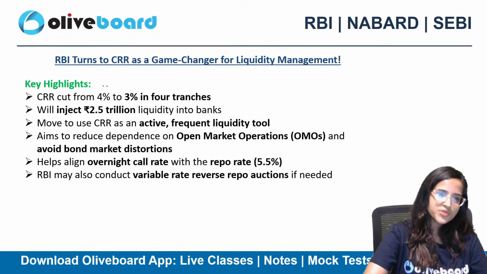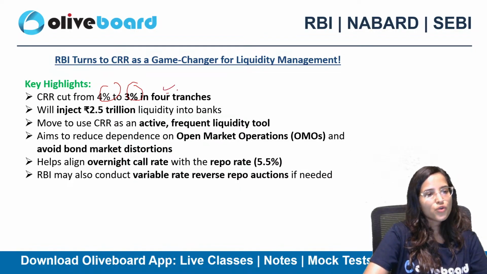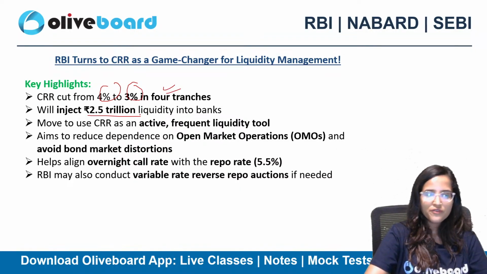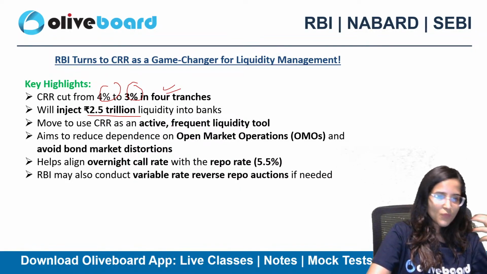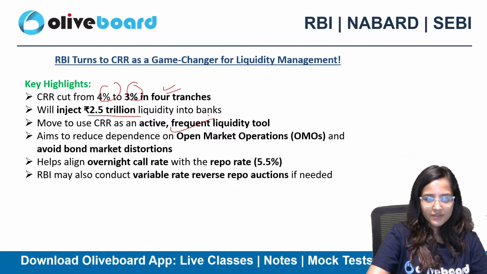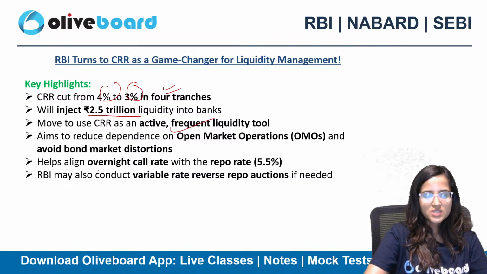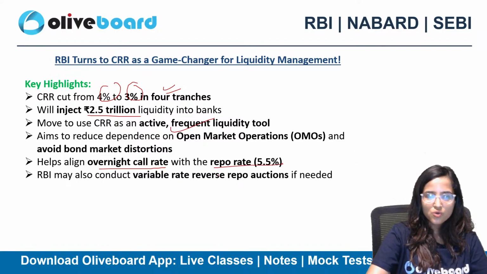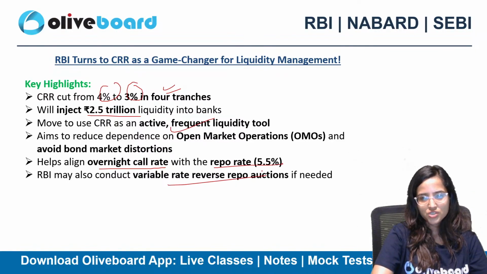Okay, 4 to 3% we are going to cut in 4 tranches. It is going to inject 2.5 trillion rupees. We are now going to use this actively. Okay, this will help us align the overnight call rate with repo rate also. Okay, and RBI may also conduct variable rate reverse repo auctions as well.